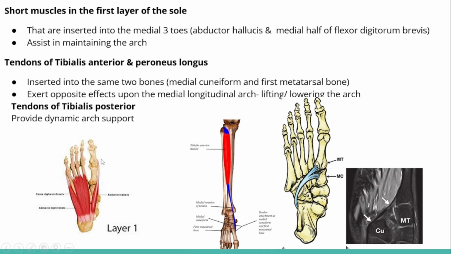Then the short muscles in the first layer of the sole, abductor hallucis and the medial half of the flexor digitorum brevis, also contribute to maintain the medial longitudinal arch. Tendons of tibialis anterior and peroneus longus are also important. These two insert into the same bone and exert opposite effects on the medial arch. Peroneus longus lowers the arch and the tibialis anterior lifts the arch. And then the tibialis posterior tendon also provides dynamic support to the arch.